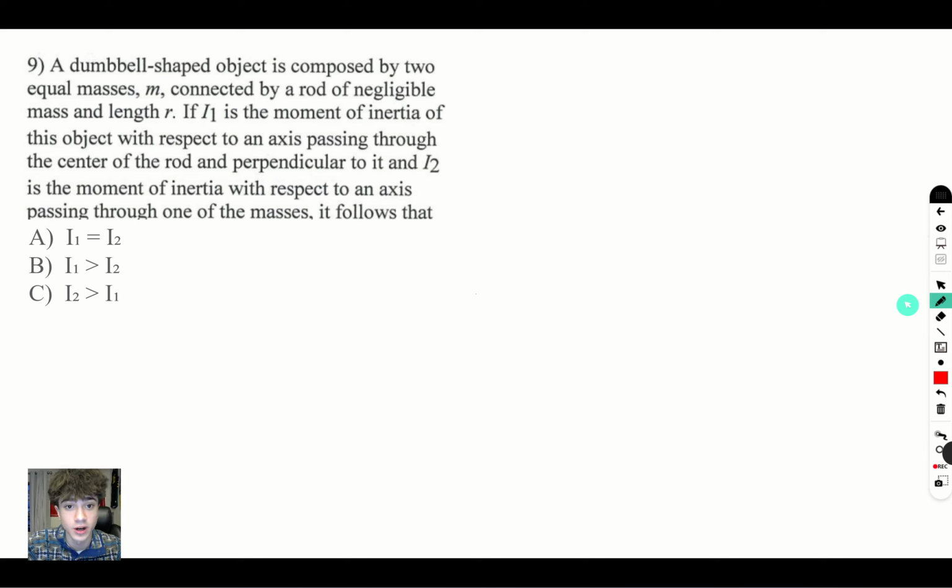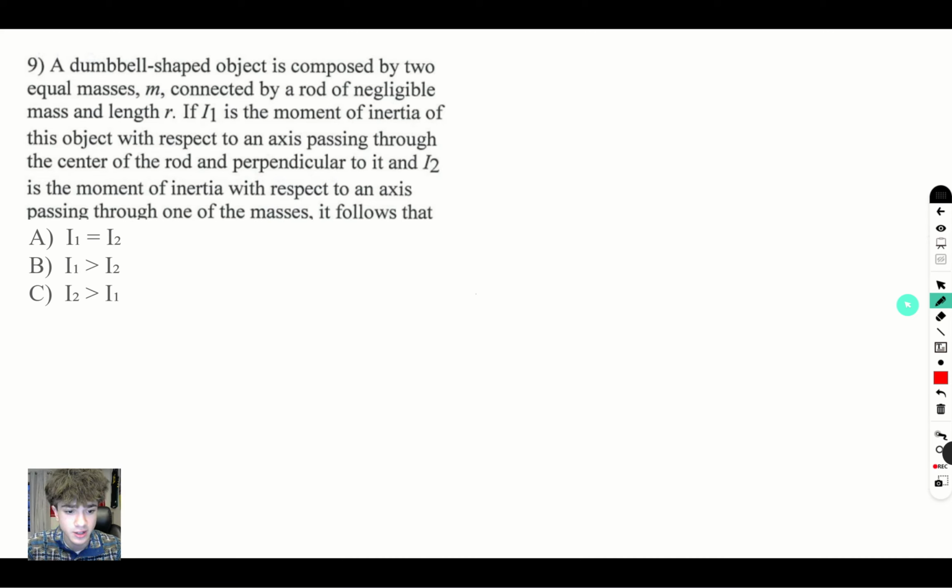A dumbbell-shaped object is composed of two equal masses m connected by a rod of negligible mass and length r. If I1 is the moment of inertia of this object with respect to an axis passing through the center of the rod and perpendicular to it, and I2 is the moment of inertia with respect to an axis passing through one of the masses, it follows that option A, inertia 1 is equal to inertia 2, option B, inertia 1 is greater than inertia 2, and option C, inertia 2 is greater than inertia 1.